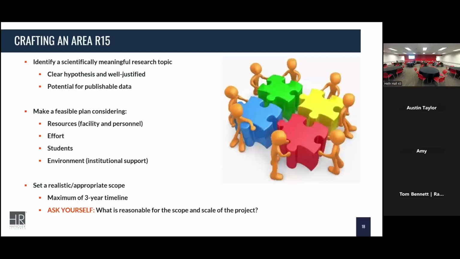So looking more closely at crafting an R15 or AREA R15, you want to make sure that your proposed topic or idea is scientifically meaningful. You want to have a clear hypothesis, have it well justified, establish that it has potential for publishable outcomes and publishable data. And then you want to be clear about the fact that this project is meaningful. It's also feasible, given your access to resources, facilities, and things like that.